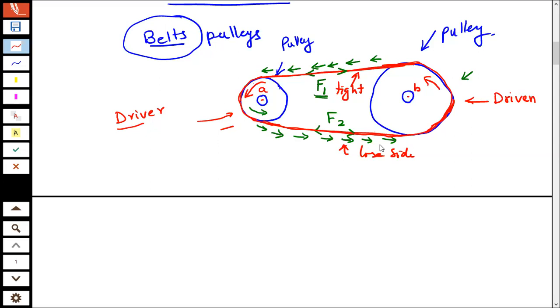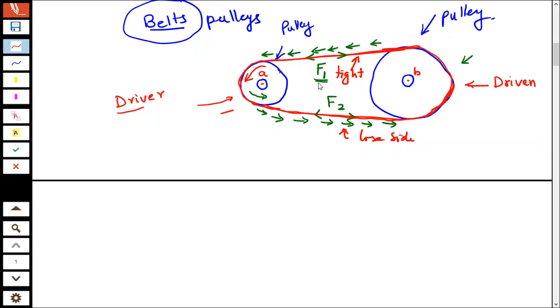Okay? Now, looking over here, if we look over here, what will happen is that when this becomes too tight, this pulley is going to start to rotate with this, right? So that is how power is transmitted with the help of belts and pulleys.